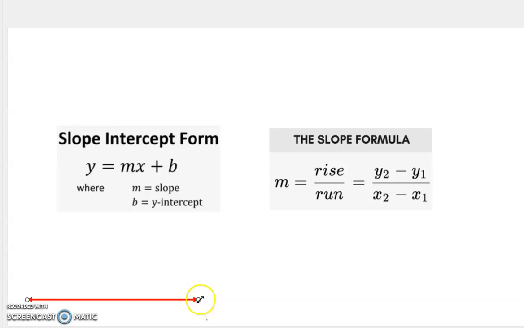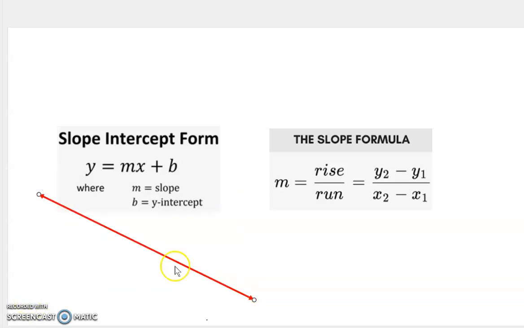It can also be increasing, going from the left upwards, and then it can be decreasing as well, which is going from the left downwards, which would have a negative slope. It would be a negative m in this case.